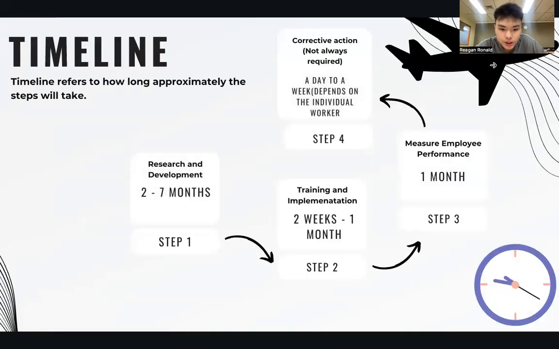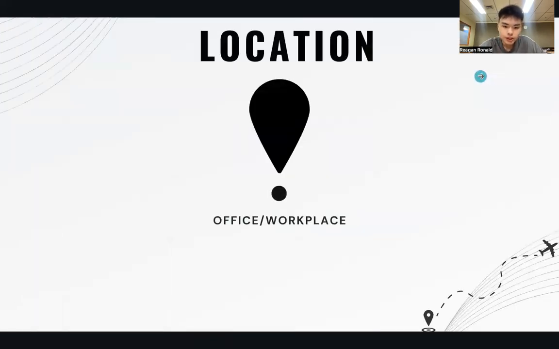Timeline refers to how long the steps will take. In this case, step one will be hiring an employee to determine new salaries, which will take between a month to 3 months. Step two will be implementing new salaries and providing motivation through praise or encouragement, which will take approximately 7 days. Step three is the progress of improvement for the cooperation between managers and workers, which will take between 1 month to a year. Location will be held in the office or the workplace.